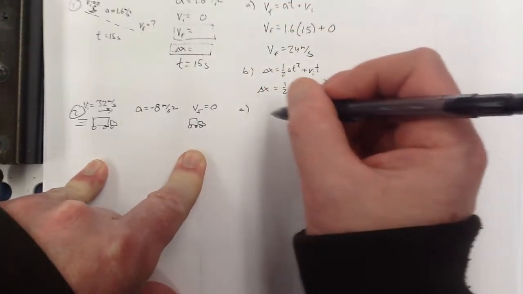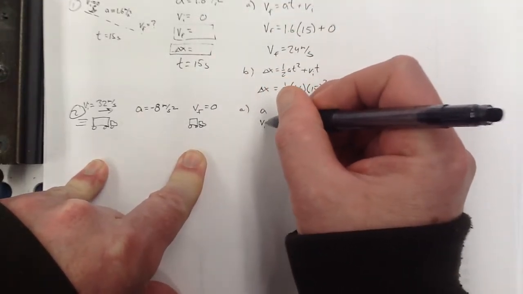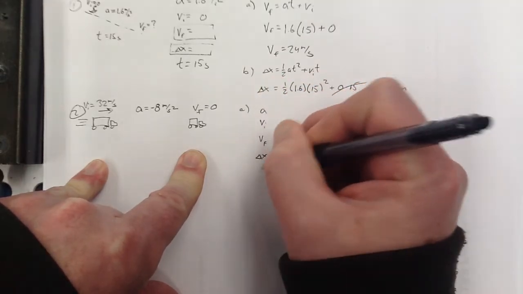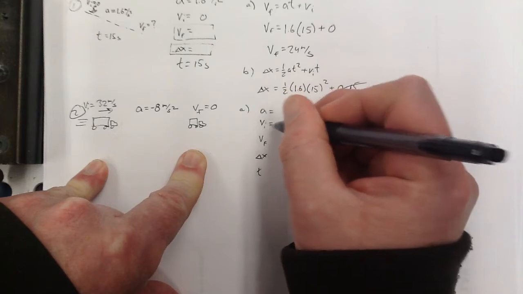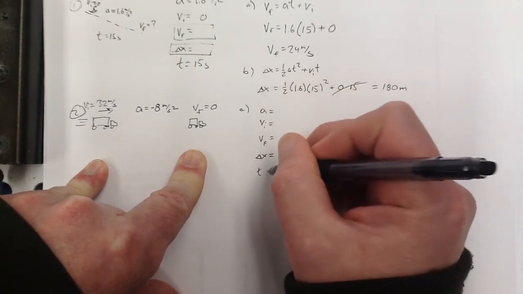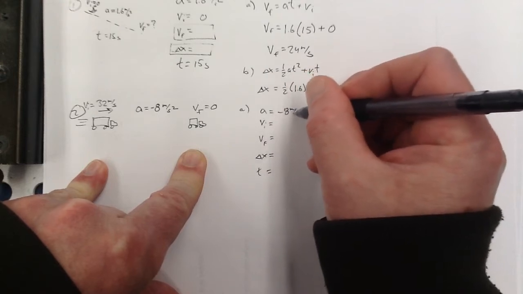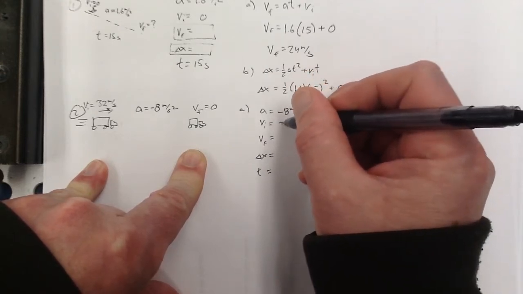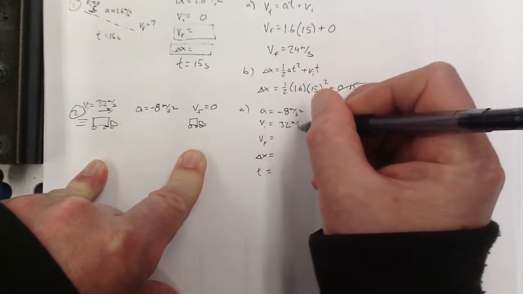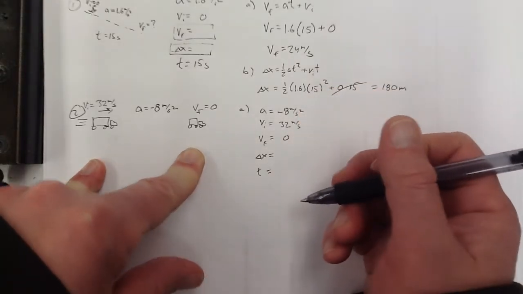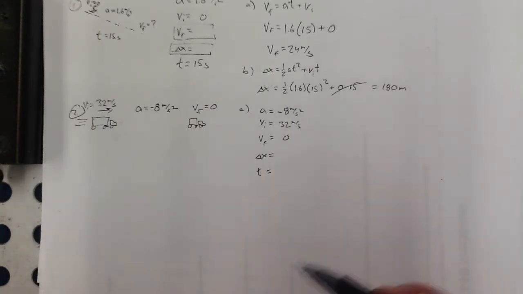I'm going to make my table here. Acceleration, initial, final, delta x, time. And I know the acceleration, initial velocity, final velocity. How much time? I mean, you can set up the equation.